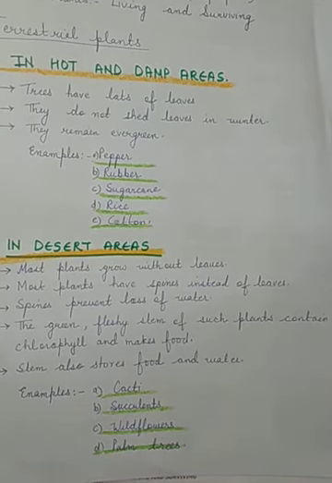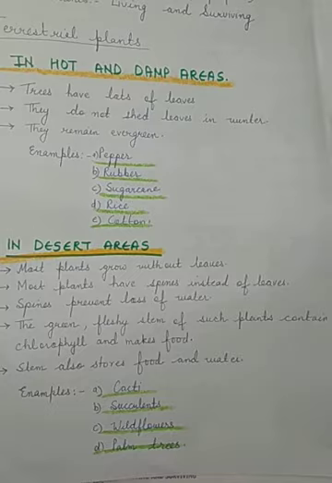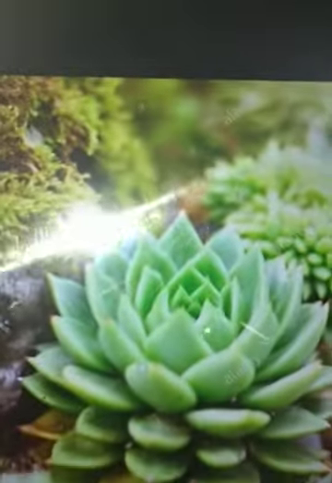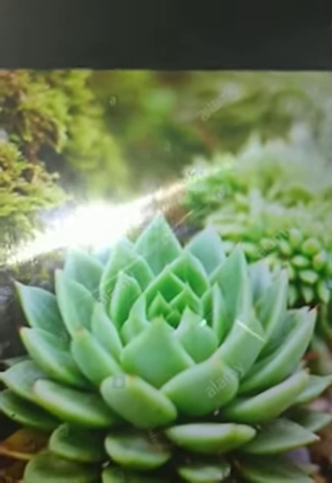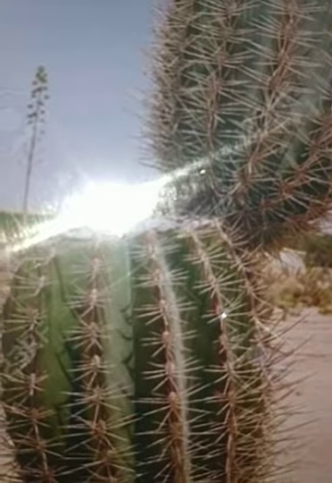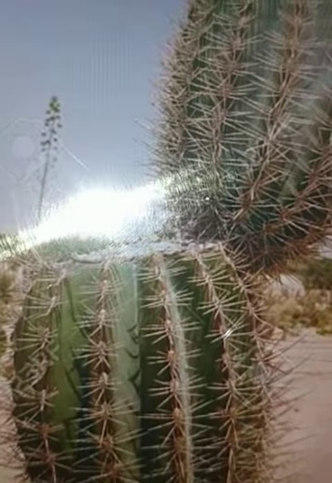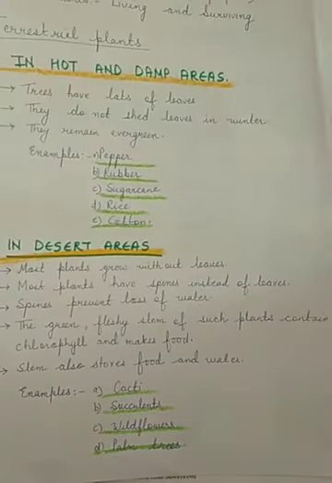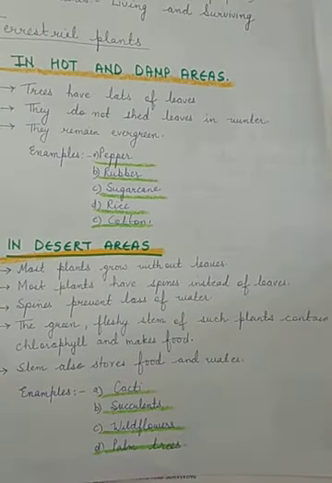Now I will show you some examples of these desert plants. See here, this is the example of succulents. These are the plants which basically grow in the desert area, and these are known as succulents. This is the cactus, and the third one is the palm tree. So these are the three examples of the plants which grow in desert areas. So this is about the plants growing in desert areas.